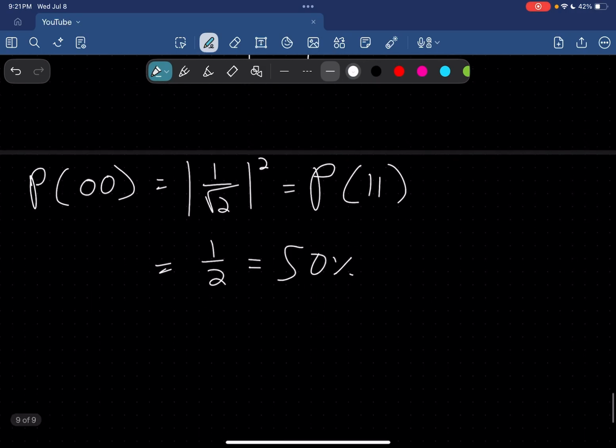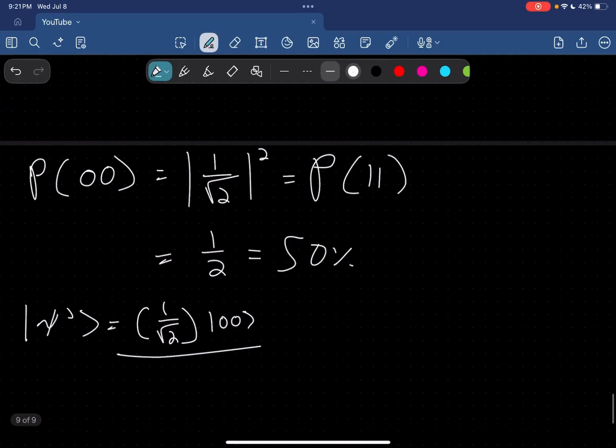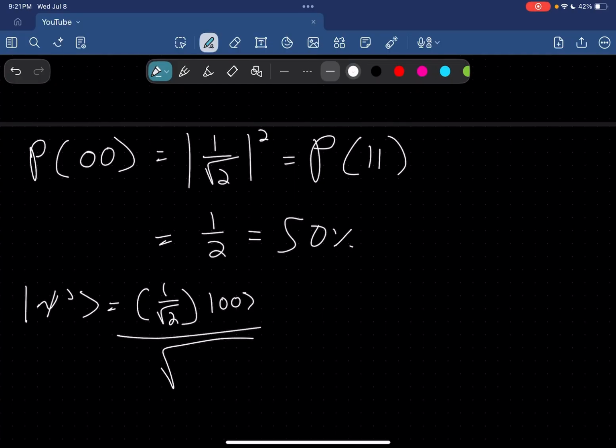More concretely, if we measure 0, then our post-measurement state would take the form, but we have to renormalize. And then this would just cancel, and you would just have ket 00.